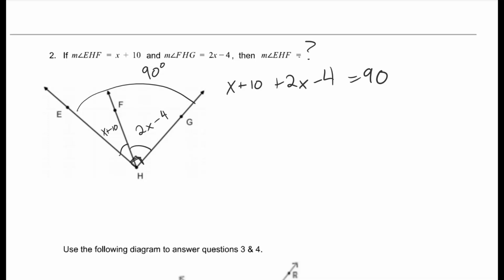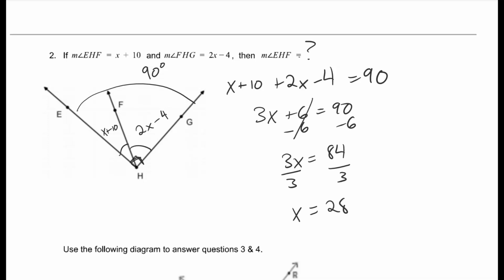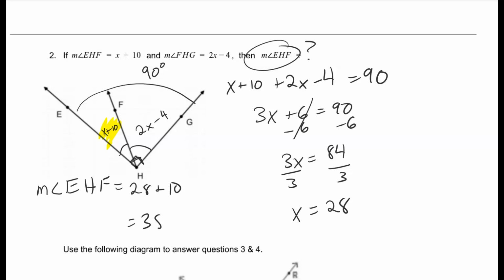So these two complementary angles, I'm just going to sum. X plus 2x is 3x, 10 minus 4 is 6. I can subtract 6 on both sides to get rid of the 6 there. And if I divide 84 by 3, I find that x is equal to 28. Now I'm not done here because they asked me for the measure of angle EHF, which is represented by the x plus 10 right there. So I'm just going to take one more step to substitute back in. So the measure of angle EHF is equal to 28 plus 10, or just 38 degrees.